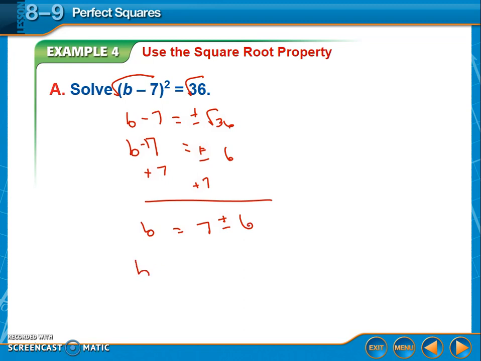So when I want to solve this, I'm going to say, okay, what is 7 plus 6? And I'm going to say that's 13. But then I also say, what is 7 minus 6? And I'm going to get b equals 1. So 2 answers.